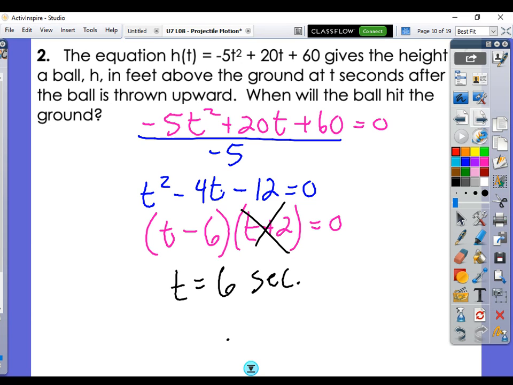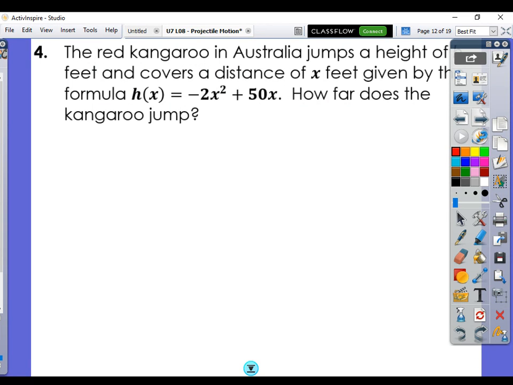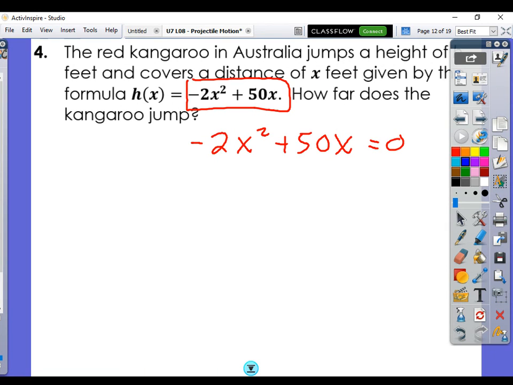I'm going to skip number 3, and I want to jump to number 4. Number 4 is just a little different. It kind of throws people off sometimes. I've got my equation here, and I'm going to do the same thing I did last time. Notice it's not t anymore, it's actually x. And that's because we're talking about the distance that a kangaroo is jumping, right?